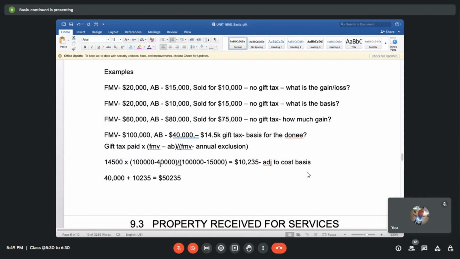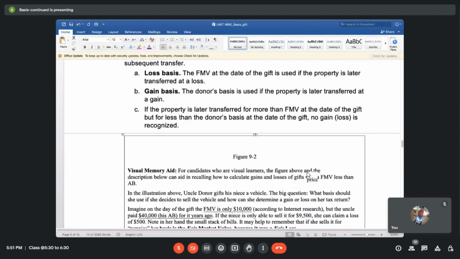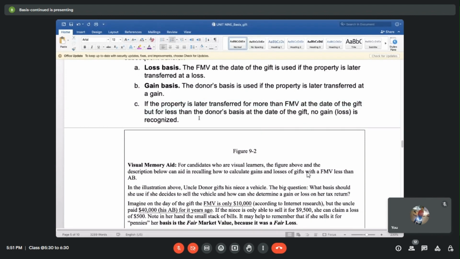Maybe we can just go over one of the examples. This one we'll go with, because here the fair market value is $60,000, the basis is $80,000, and it is sold for $75,000. Shweta, can you explain how much gain or loss will be there? There's no gain and no loss because the sale value is between FMV and AB. Good. This is a wash sale, correct. So there's no gain, no loss. And that's how the rules are.